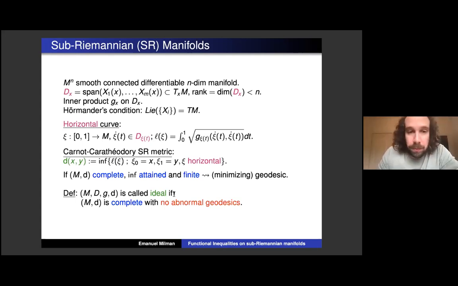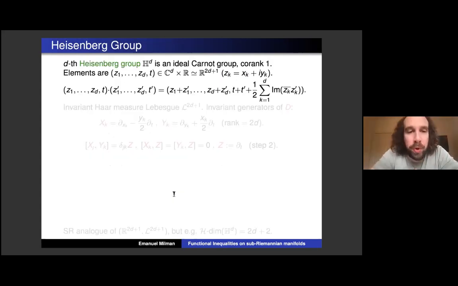Now, of course, I need to give you one concrete example of a sub-Riemannian manifold. And the one I'm going to use is the Heisenberg group. So what is this? The Heisenberg group, H_d. First of all, it's ideal, so let's get this out of the way. It's a Carnot group. What is a Carnot group? This is simply a connected, simply connected nilpotent Lie group with a certain stratification of its Lie algebra.